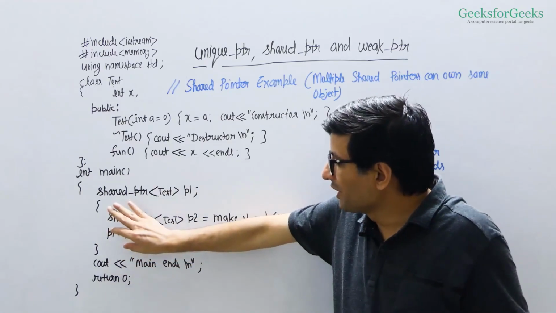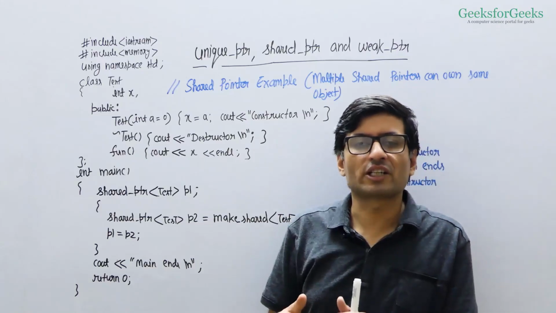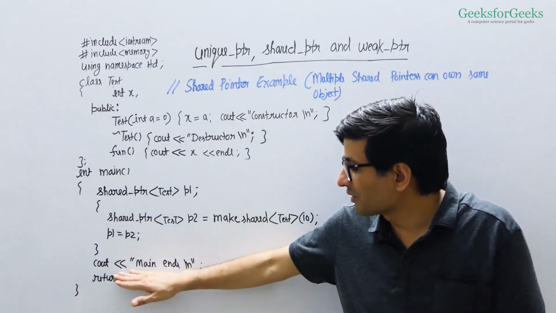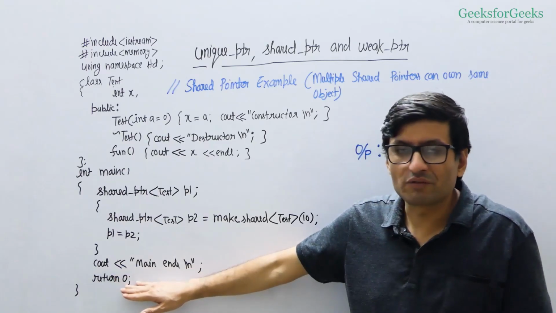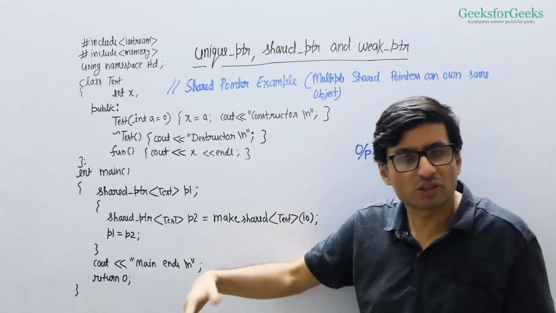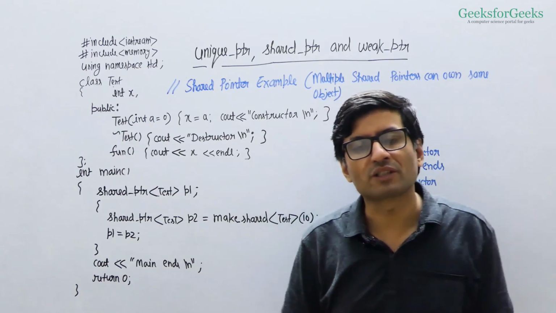Now this object P2 goes out of the scope, but you still have one reference count. That is why destructor is not called yet. So we get the output as main ends, and when we are about to come out of the main function, this P1 also goes out of the scope. So we get the output as destructor because then reference count becomes 0.